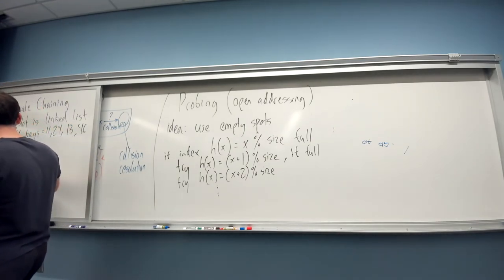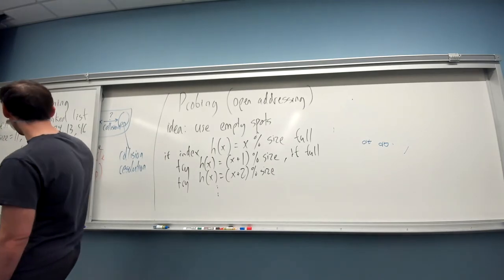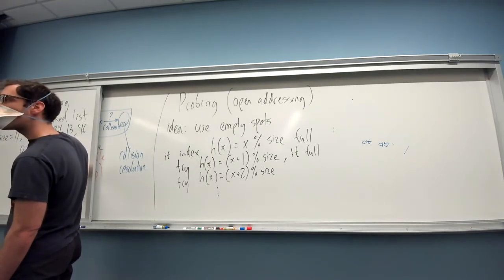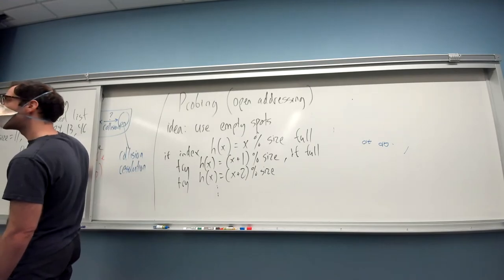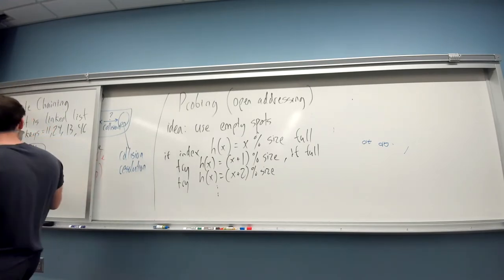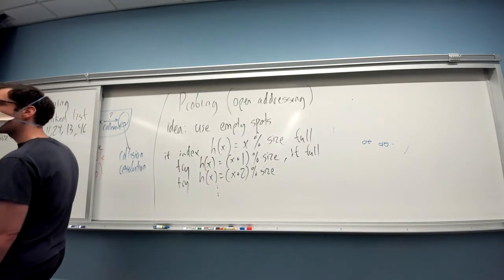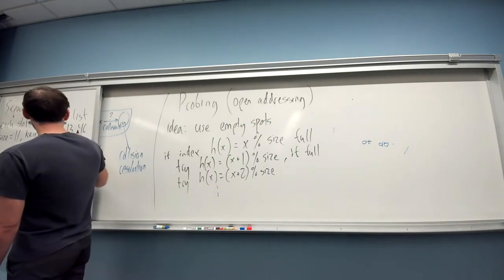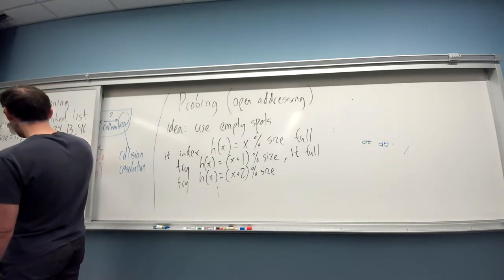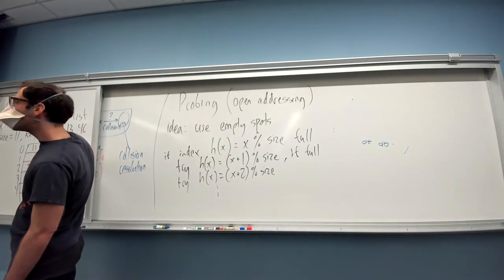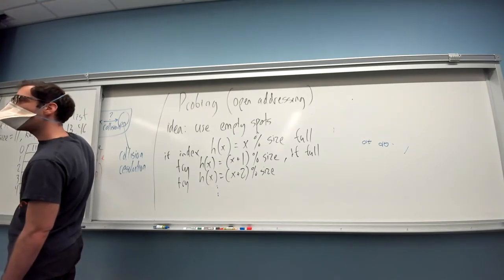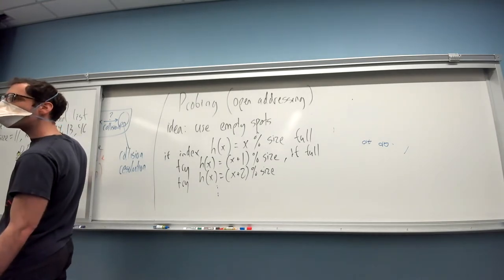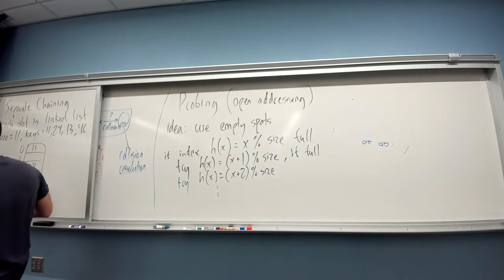We insert 24. That's all good, it's an open spot. We insert 13, that spot's taken. So then we just try the next spot. And if that's open, great, we'll just put 13 there. Insert 46. That would go to index 2, but that's full, so we try the next one. That's full, so we try the next one. It's open. Great. We can put 46 there.